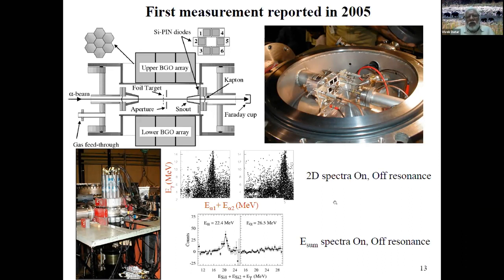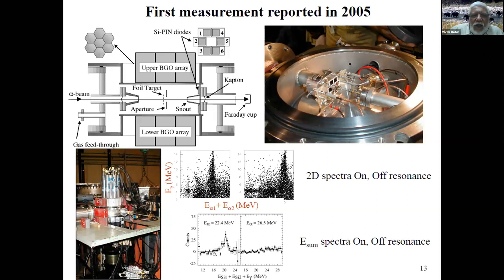Okay, so the result from this experiment was a kind of summary result, where if you plotted the sum energy of alpha 1, alpha 2 versus the gamma ray energy, then you expected a band at 45 degrees, with the sum energy inversely correlated with the gamma ray energy, but the sum energy should be the beam energy. After, of course, accounting for the losses of the alpha beam in the gas and also the final state alpha particles in the gas between the target zone and the silicon detector. So these are the sum spectra on and off resonance.